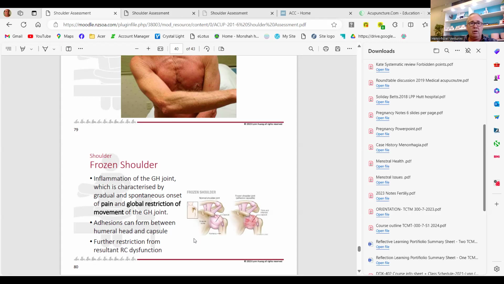ACC will not cover frozen shoulders. So the therapists are very careful in writing up the initial consultation to stay away from frozen shoulder, because ACC will say, well, that's an old injury and it's a long-standing injury, and possibly you won't cover that.